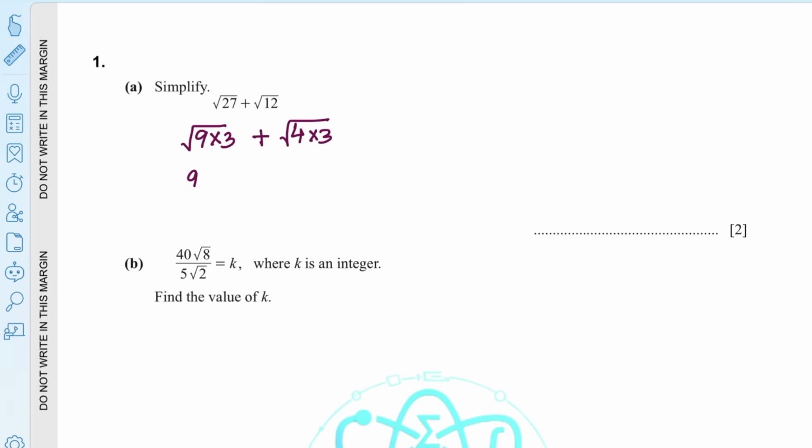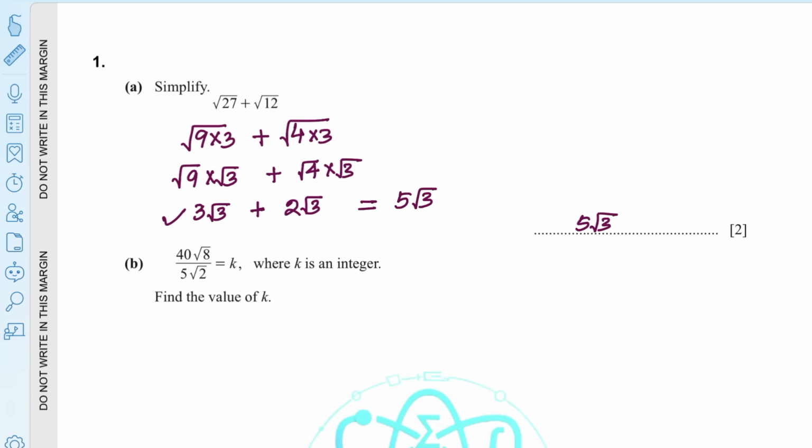If I apply the rule here, square root of 9 times square root of 3, plus square root of 4 times square root of 3. Square root of 9 becomes 3, so 3 root 3, and square root of 4 is 2, so 2 root 3. These are like terms, 3 root 3 plus 2 root 3 will be 5 root 3. Got it everyone? This answer will be 5 root 3.